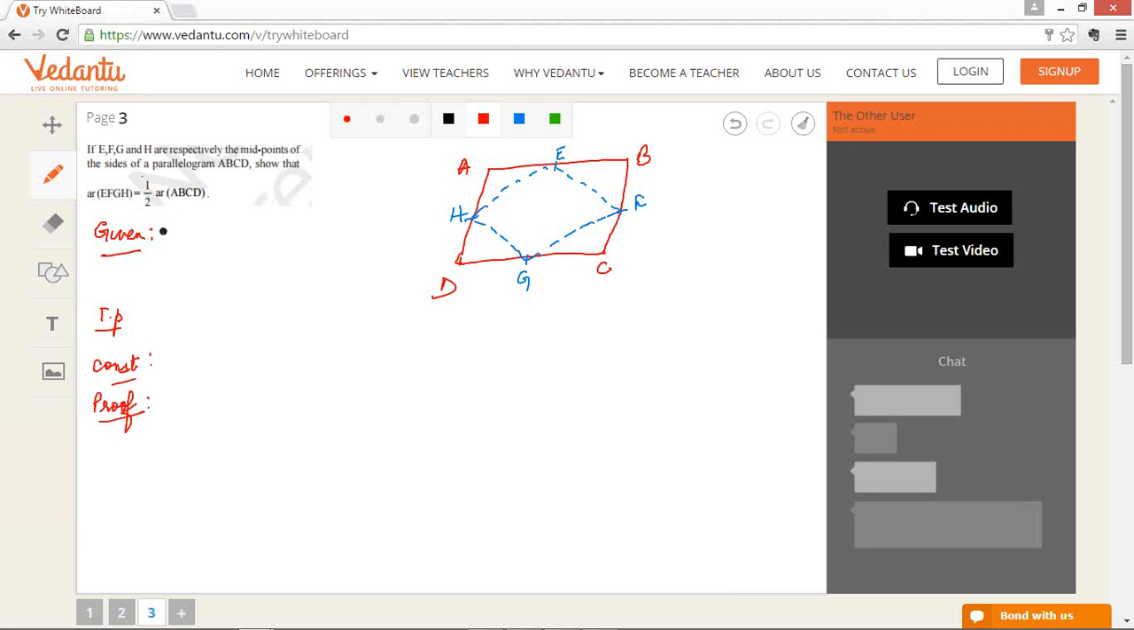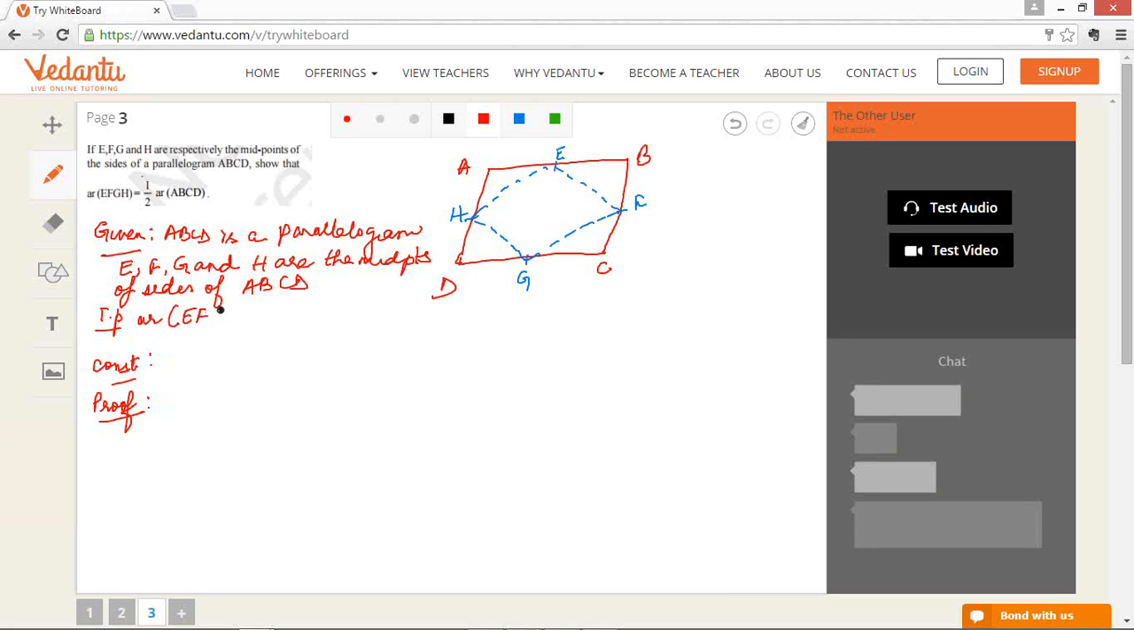Okay. So given is ABCD is a parallelogram, and E, F, G, and H are the midpoints of the sides of ABCD. We need to prove that the area of EFGH is half of the area of ABCD. And the construction is we have to join F and H. So we'll join FH.